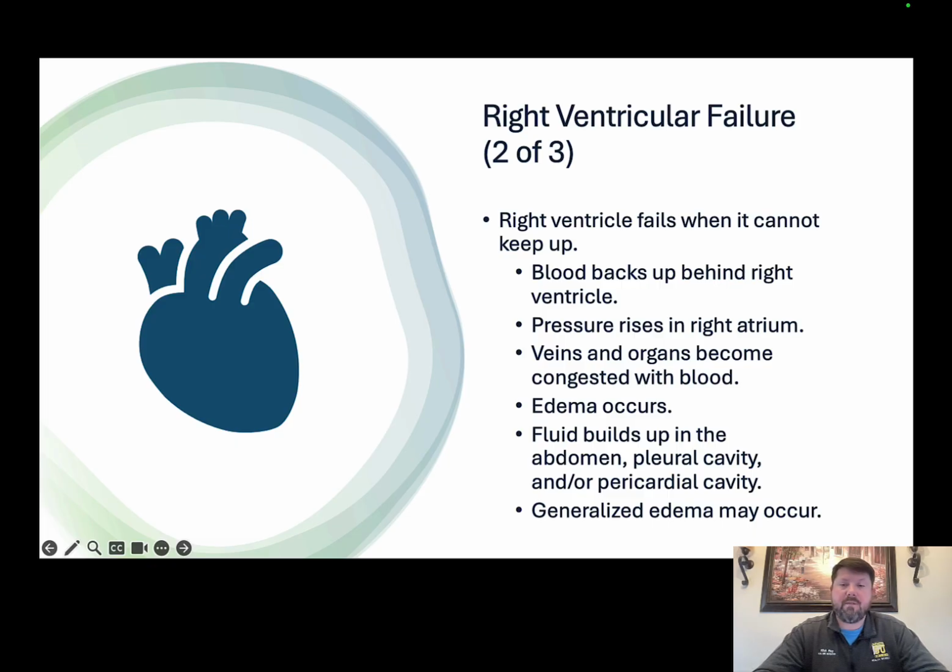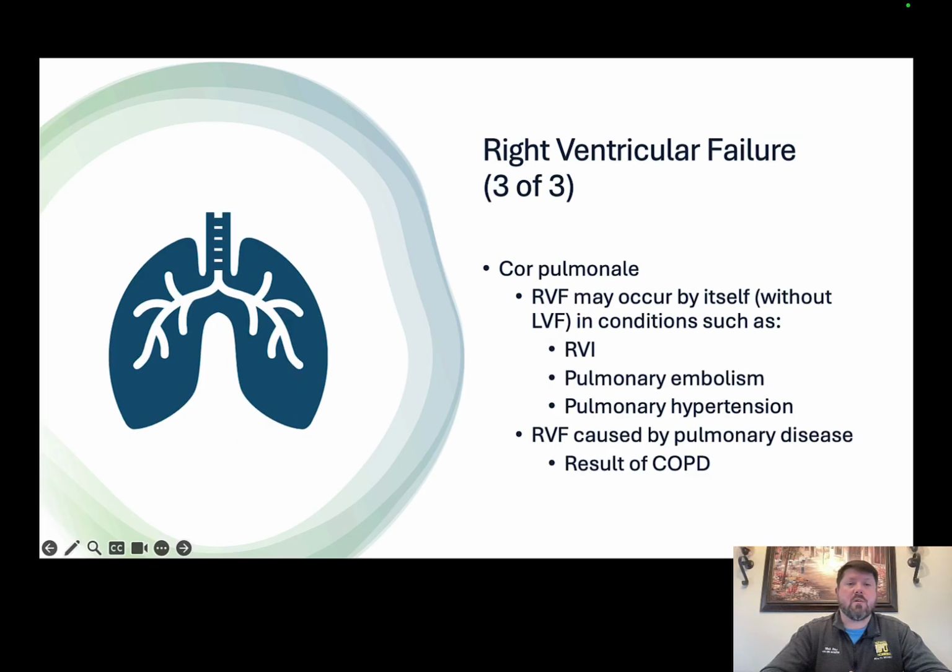Fluid may also build up in the pleural cavity, which could cause a pleural effusion, or in the pericardial cavity, which could cause a pericardial effusion. As right ventricular failure progresses, generalized edema of the entire body may occur, and this term is called anasarca. So cor pulmonale is a form of right ventricular failure that is caused by chronic lung issues, such as COPD or the diseases that are under the COPD heading.